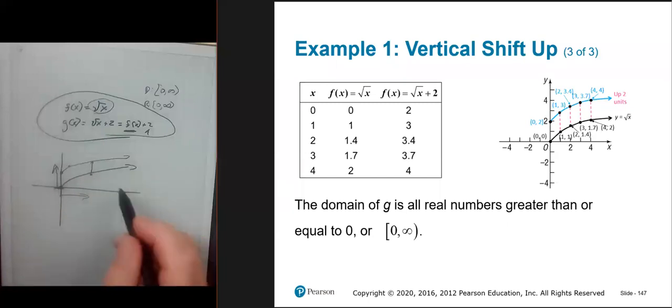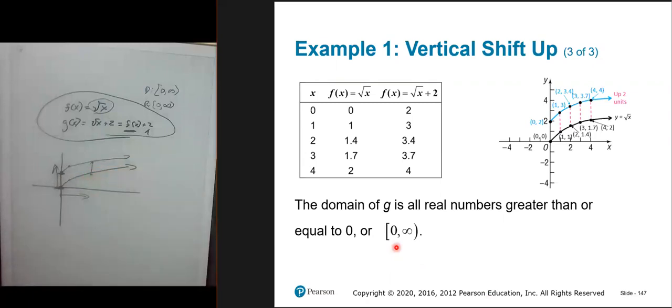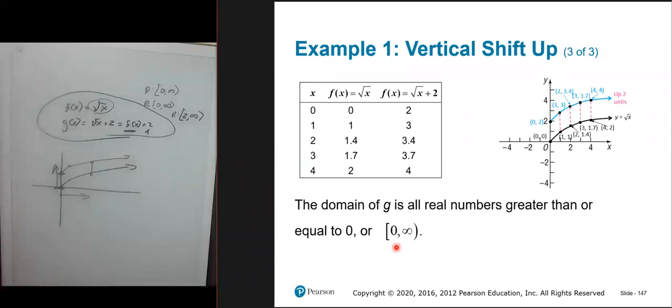But now with G, my x values didn't change. So that's what they're talking about here. But my y values did. And because my y values changed, it changes my least y value. My smallest y value is now 2. So now my new range, the range of G, starts at 2 and goes to infinity. And that's what the next line on this slide tells us.